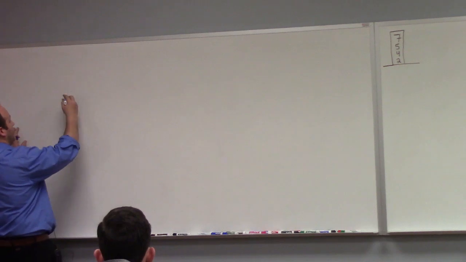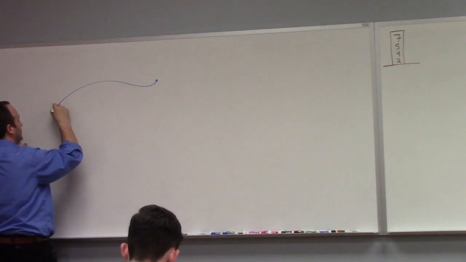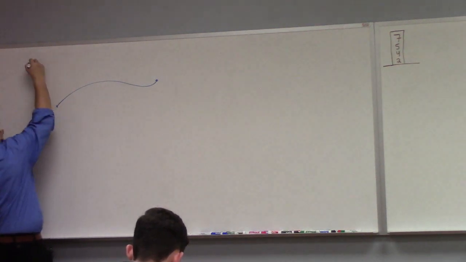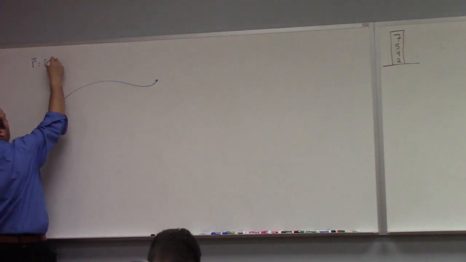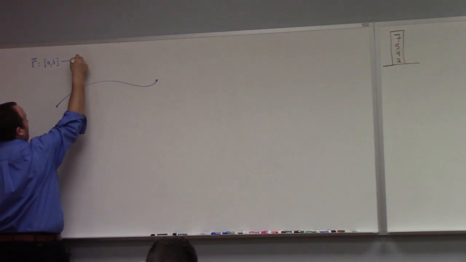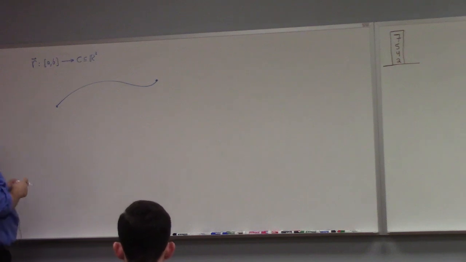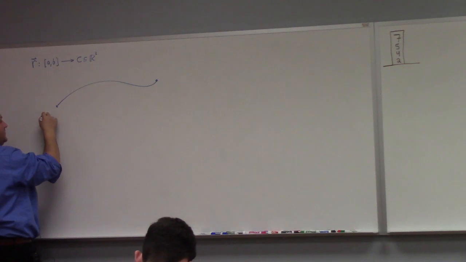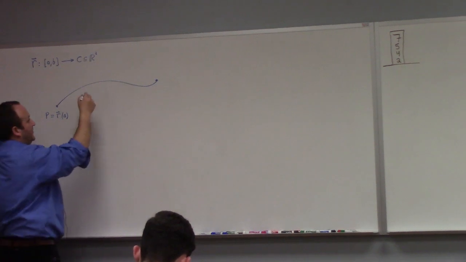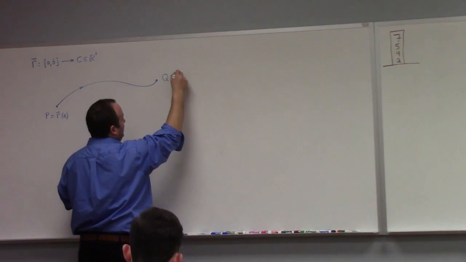Suppose we have a path that goes from here to here. We could talk about the parametrization r going from a to b, tracing this curve C, which is a subset of R2. So the initial point P is equal to r of a, and the terminal point Q would be r of b in this setup.